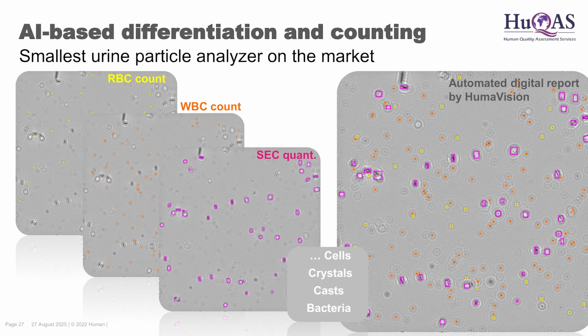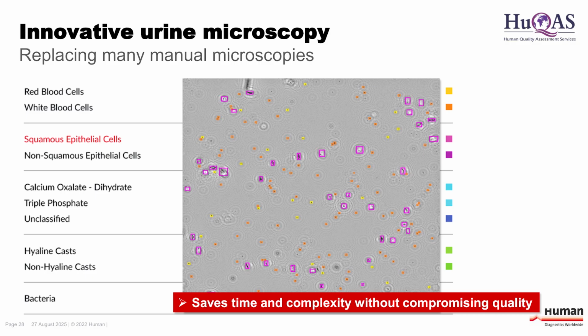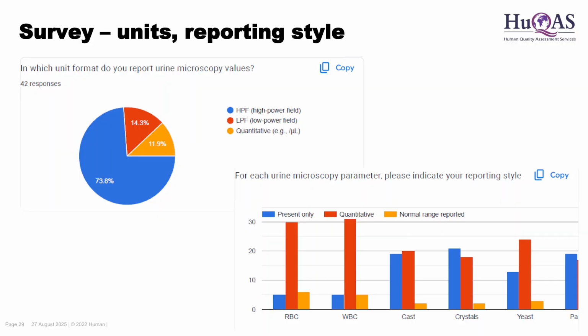The instrument then takes an image, a holographic image. This is unique. It looks for the red blood cells, boxes them, and then counts them. Then the same for the white blood cells, the epithelial cells, and so on, for the crystals, casts, and bacteria. And then you get a complete image, and from the complete image, you of course have the complete reporting. Here, this would be a PDF, which the instrument provides you, for example.